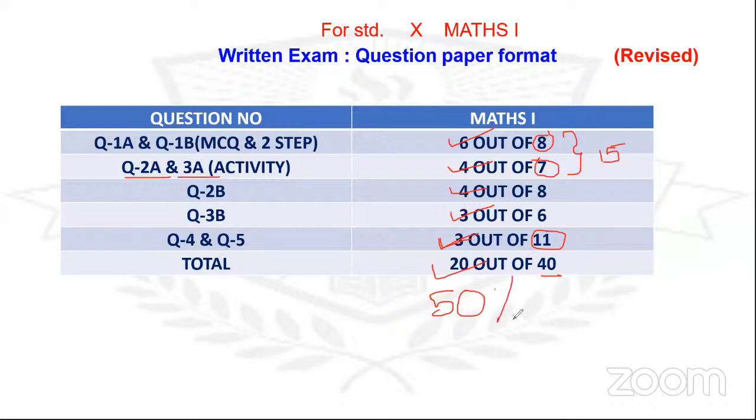That means 50% marks you'll get here directly. You don't need rocket science to get those marks. You can easily get those marks. Is this clear to all the students? We'll just move ahead. I'm going to clear your doubts at the end.